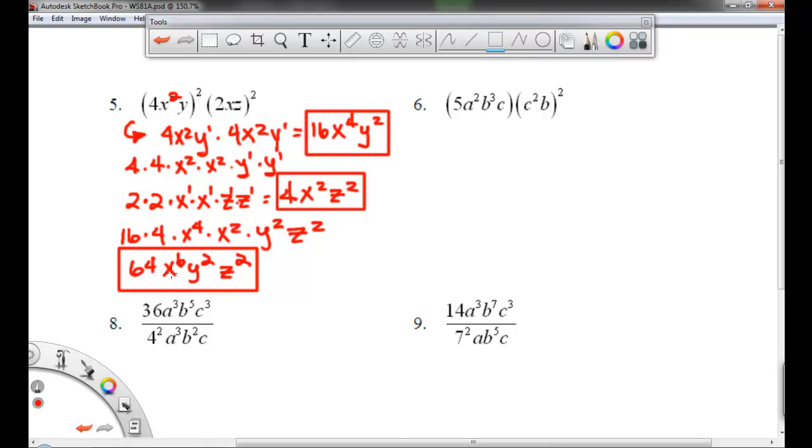Now, one thing that's customary in math that I ought to mention right now: when we have variables, we always write them in alphabetical order. Is there anything wrong in having z squared, x to the 6th, y squared? No, but it is just customary to always write them in alphabetical order.